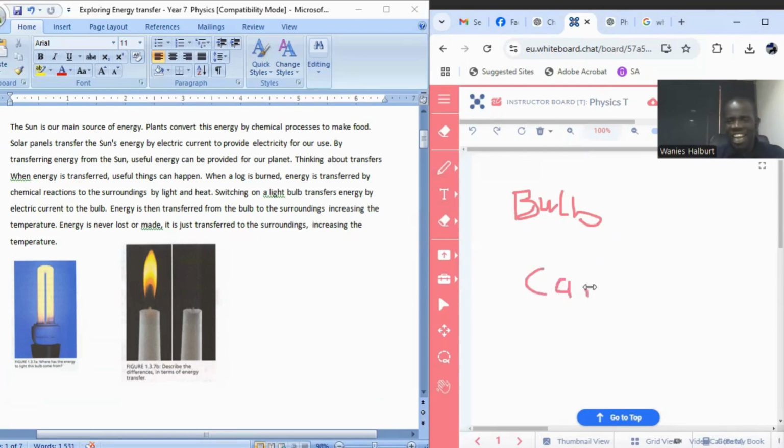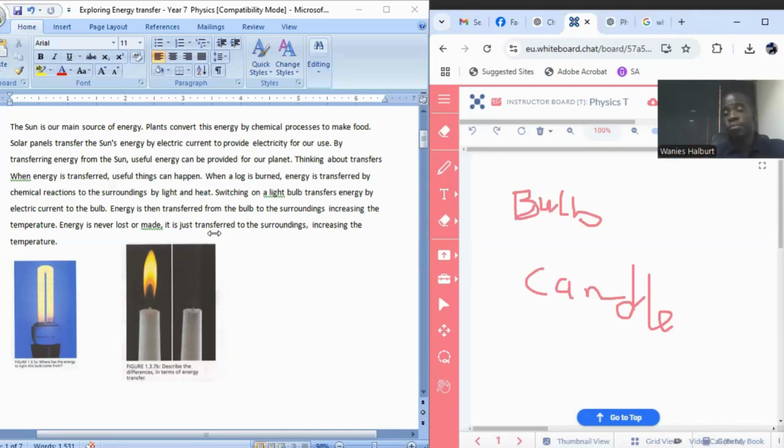You know, the candle, what do we do with the candle? The candle is to illuminate the room. So energy can be transferred, energy can be converted from one form to the other. In fact, that also supports the law of conservation of energy, which we are still going to get into. So energy is then transferred from this bulb to the surrounding, increasing the temperature.